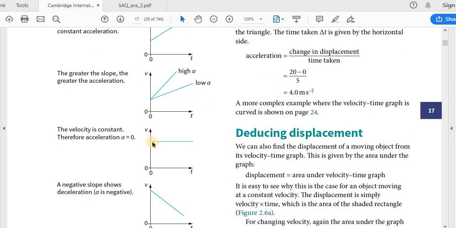Then over here you can see the gradient is 0. The slope, another word for gradient, is slope. Slope is 0. That means the acceleration is 0 because the gradient is 0.